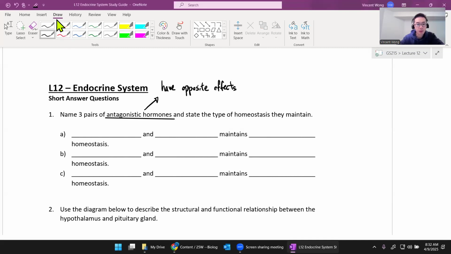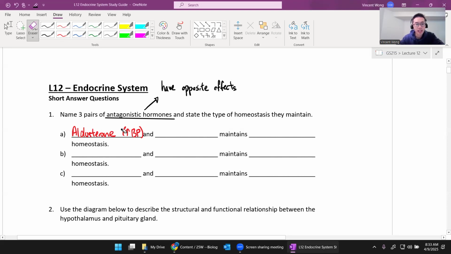And one of the first ones that we've learned is ADH, anti-diuretic hormone. Sorry, actually not ADH, aldosterone. I mean aldosterone, and aldosterone is going to help increase blood pressure. So this one increases BP by retaining sodium and water in the body.